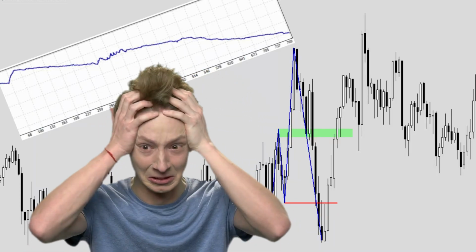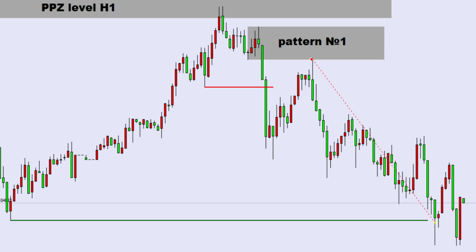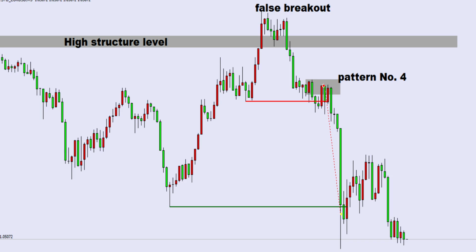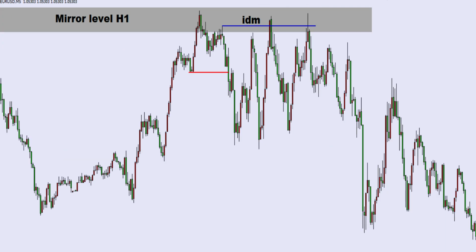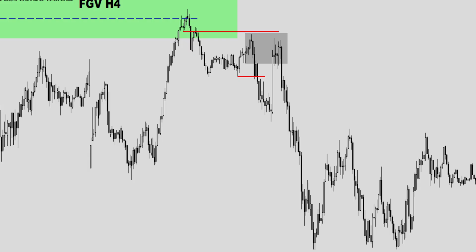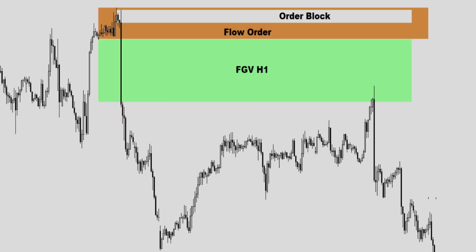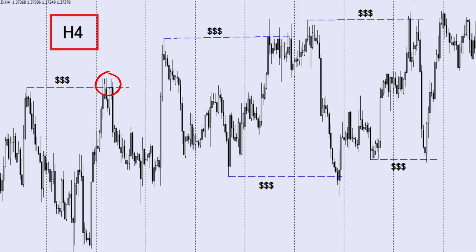Using bear patterns is suicide for your deposit. After all, this is a reversal pattern, which means it should form in strong zones from which the price is ready to reverse. To do this, you need to use only levels from a higher time frame, and the older the time frame, the stronger the level. This means there is a greater chance that the price respects it. You can also use imbalance, block order, or flow order as zones of interest. But a stronger factor is the removal of liquidity from local market structures.